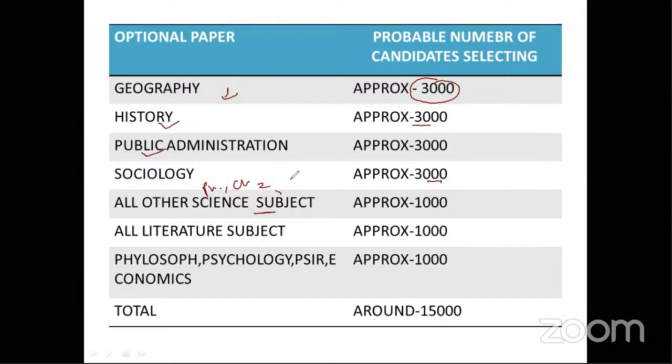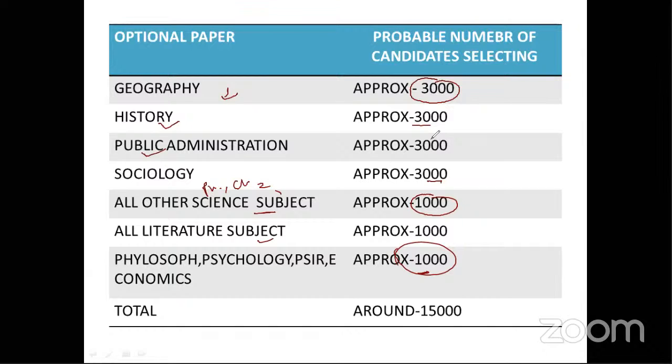All other science subjects that include your physics, chemistry, zoology, botany, then your electrical engineering, mechanical engineering subjects. So the total number is about 1,000 candidates who are writing mains from the science background. All literature subjects approximately 1,000. Then philosophy, psychology, political science, international relations, economics, total approximately 1,000. This is not an exact figure of the number of candidates. This is a general figure that indicates how many candidates have opted for geography as the optional subject.